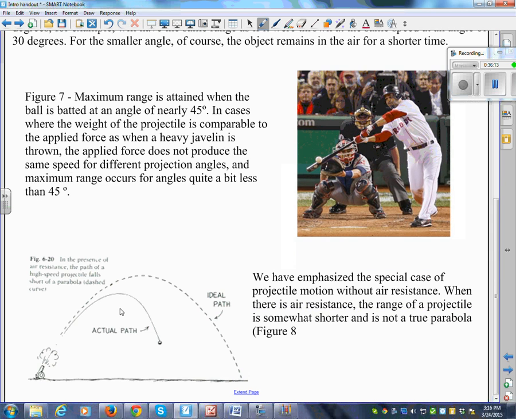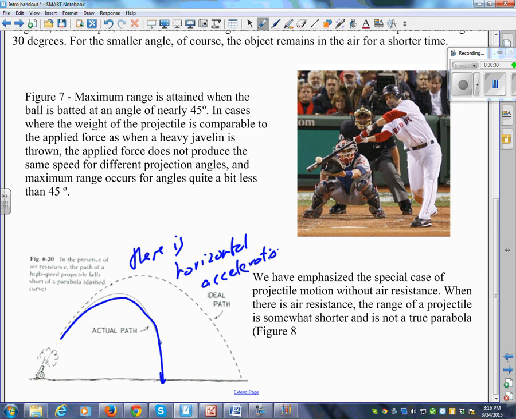If there is air resistance, this is what the path of a golf ball looks like. And it falls like that, right? Why is that? Because in this case there is horizontal acceleration. Is there horizontal acceleration when the Mythbusters fired a bullet sideways? Yeah, they had to account for that. It did actually slow down horizontally. There is horizontal acceleration.